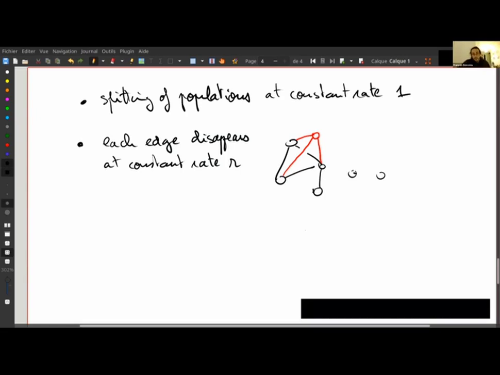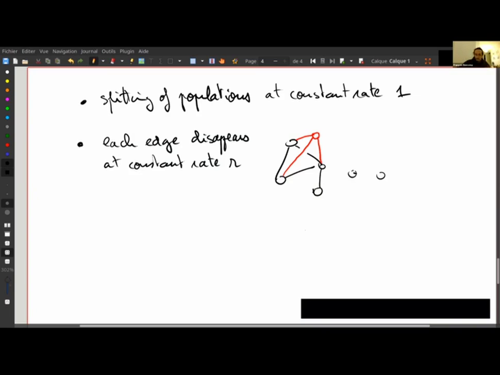As I said, it's a continuous time Markov chain. And actually, this continuous time Markov chain has a stationary distribution. And it turns out that from a mathematical point of view, we're able to say a lot about the structure and the geometry of the stationary distribution.